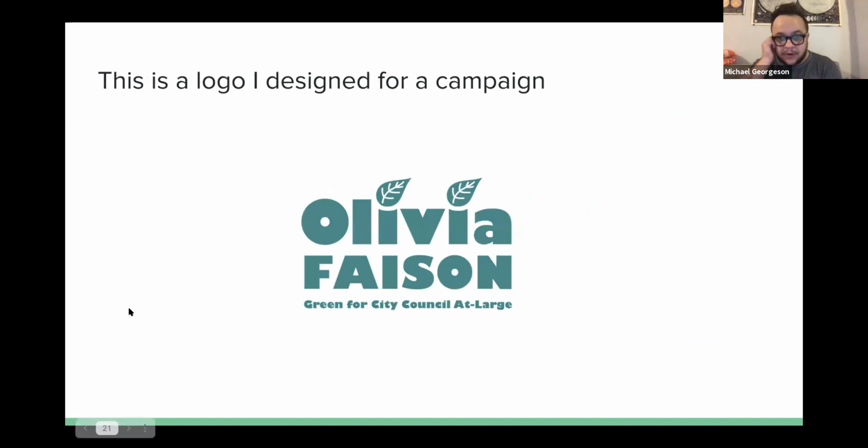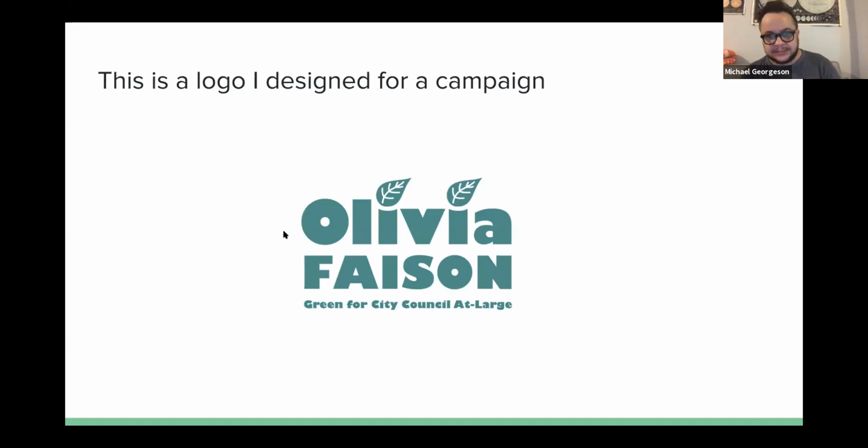So this is a logo I designed for a campaign for a local Green, Olivia Faison, Green for City Council at large. All of this is the same font in ultra bold. I chose this font. It's playful. It stands out. There's a friendliness and a softness while still having a weight to it, a sturdiness.